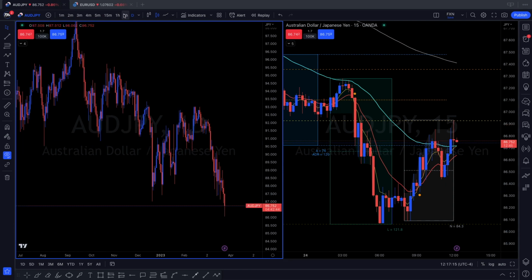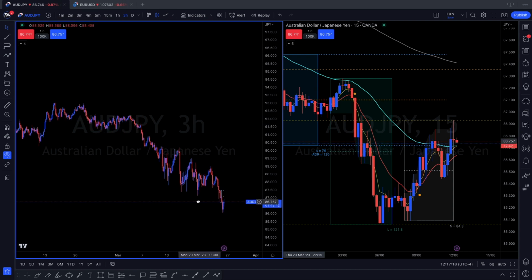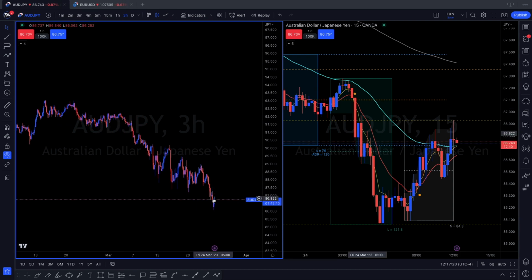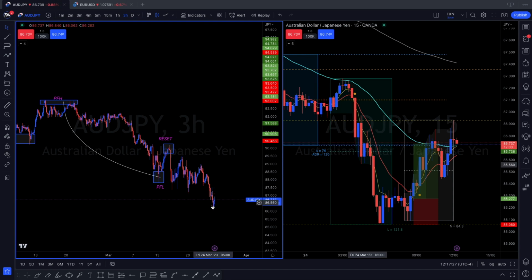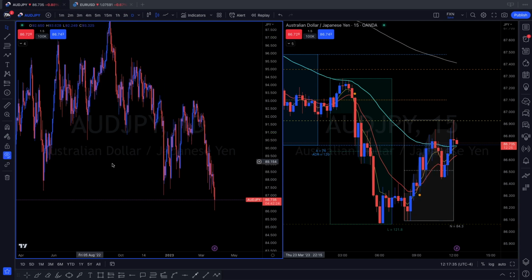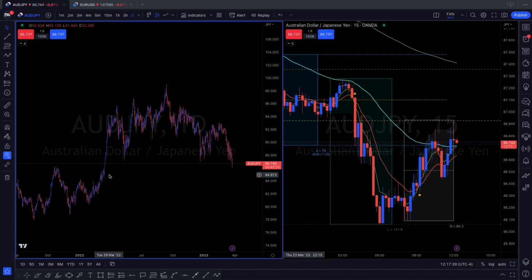So what I expect from this is that we could expect to see a peak formation low form here, a move up and then a reset, basically like this. Peak formation and then another reset to continue the move lower. Based on the daily, we have a lot of space to be able to continue the move and continue to sell off on this particular pair.